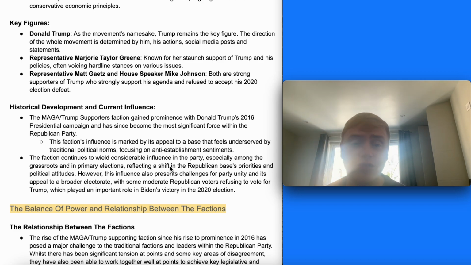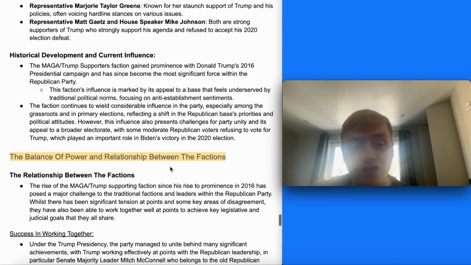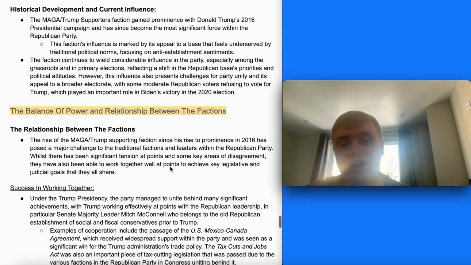The MAGA Trump supporters faction gained prominence with Trump's 2016 presidential campaign and has since become the most significant force within the party. Their influence is marked by its appeal to a base that feels underserved by traditional political norms, focusing on anti-establishment sentiments. The faction continues to wield considerable influence within the party, especially among the grassroots and in primary elections, reflecting a shift in the Republican base's priorities and political attitudes.